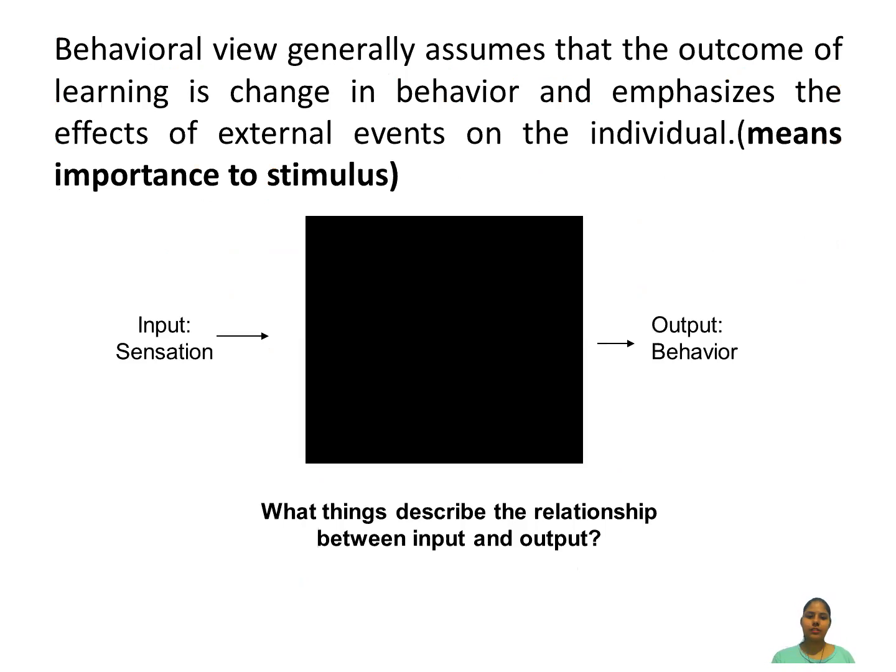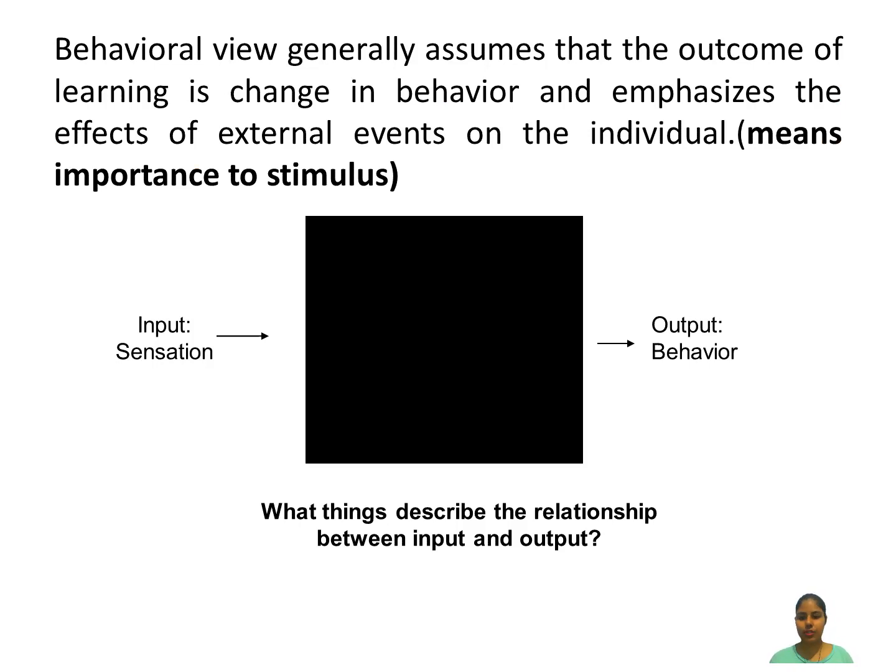Now, if I talk about this black box, why is it there? Behavioral views generally assume the outcome of learning is change in behavior. There is an input sensation, input will be there and then output will be there. But what will be in this black box? What will be the things going on due to which this learning will happen? So what things describe the relationship between input and output? How will we get the output? If we are practicing, we are learning, then how do we get the behavioral change or output which we want?